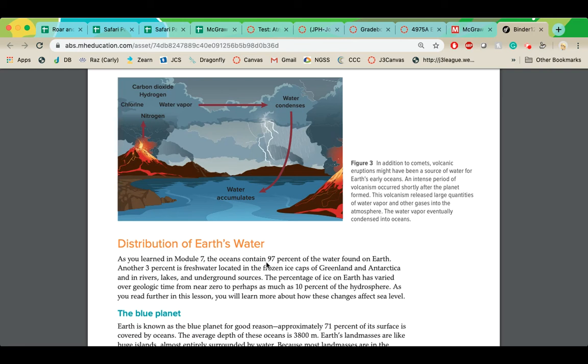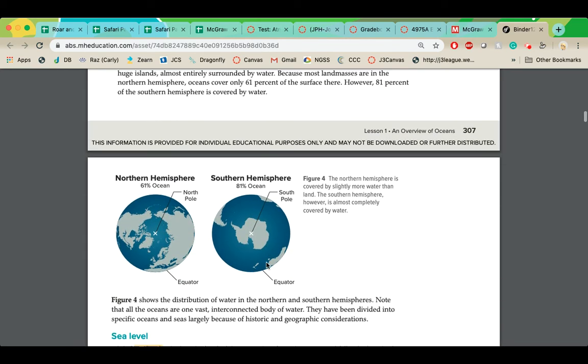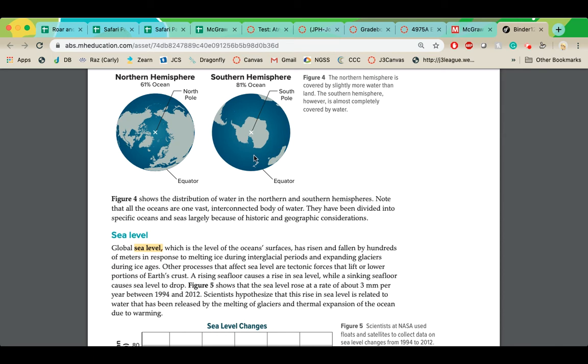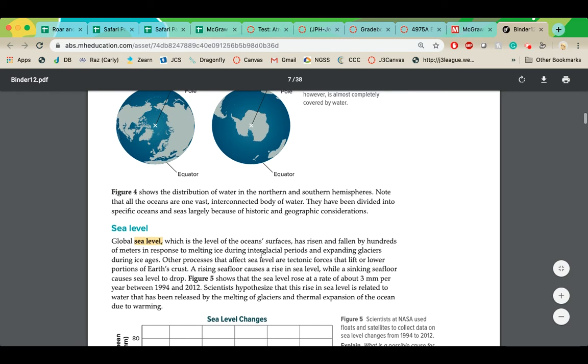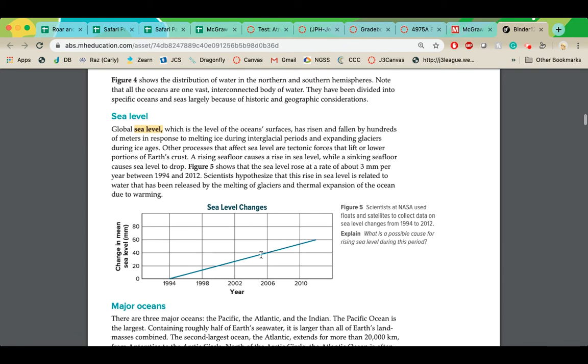So we have a very blue planet. Our planet is very blue, and 81% of our southern hemisphere is water. And then 61% of the northern hemisphere is water, and 71% of our total planet is covered in water. So you can see when they turn the earth like this, more land, but still 61% water. And when you look at the earth from this direction, 81% water. It's an interesting view to look at it that way.